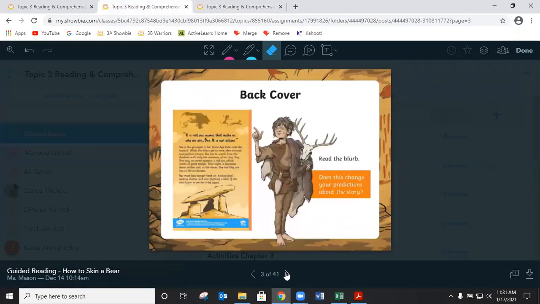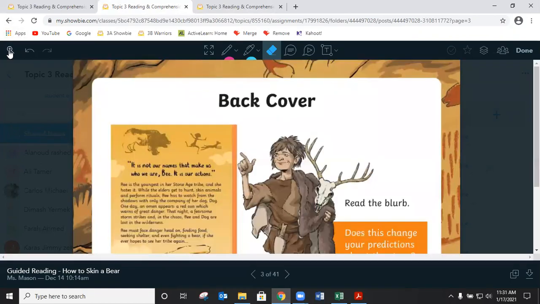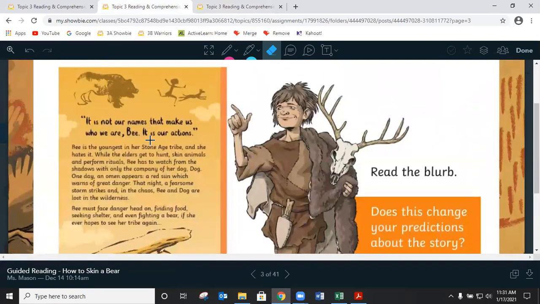Then we looked at the back cover and we read the blurb. The blurb was talking about a girl named Bee and her tribe and how she wanted to be like the adults in her tribe, like the elders, but she wasn't able to. And then a fearsome storm struck and Bee and Dog were lost in the wilderness. Now, we could see from this blurb that it is going to be a story. It's going to be a fiction book rather than a non-fiction book because it is about some characters.